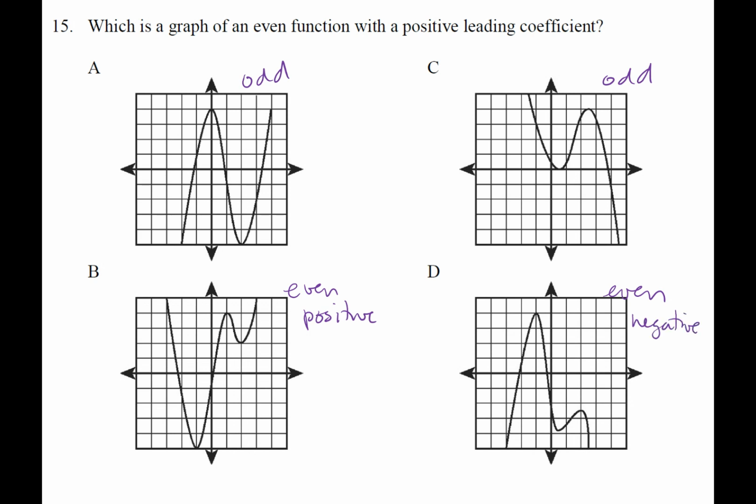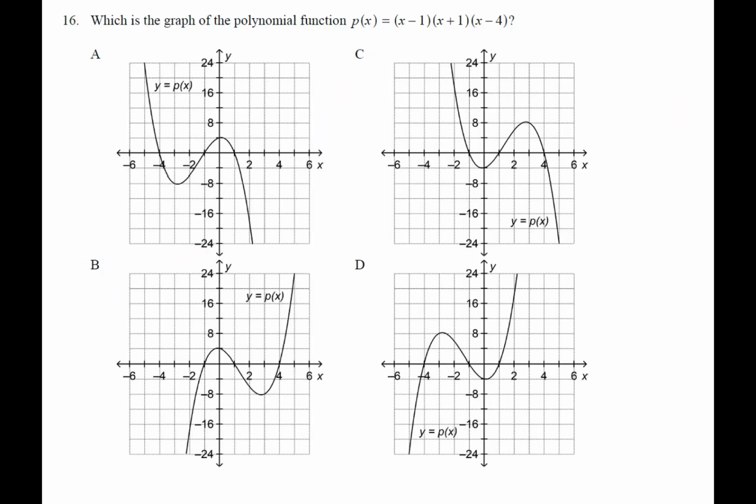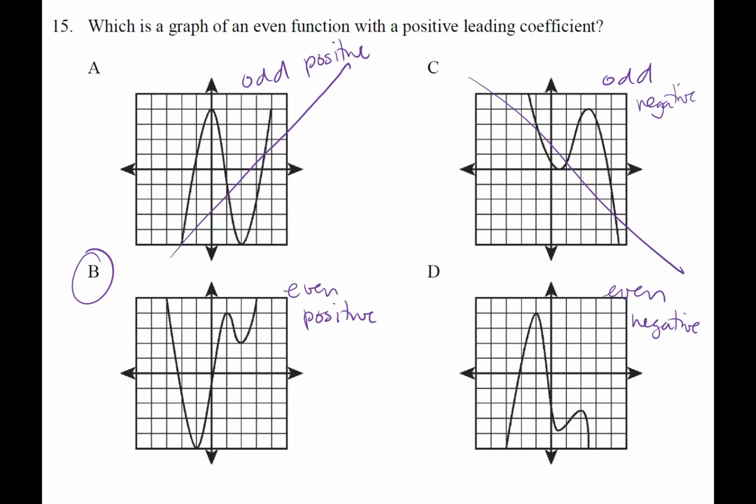And then, so this has to be the answer here. But let's talk about the odd function just in case it's odd on the final. Remember, if we connect our endpoints and we have a positive slope, then that's a positive even function. And if we connect our endpoints and we have a negative slope, then it is a negative even function. Or sorry, a negative odd function.